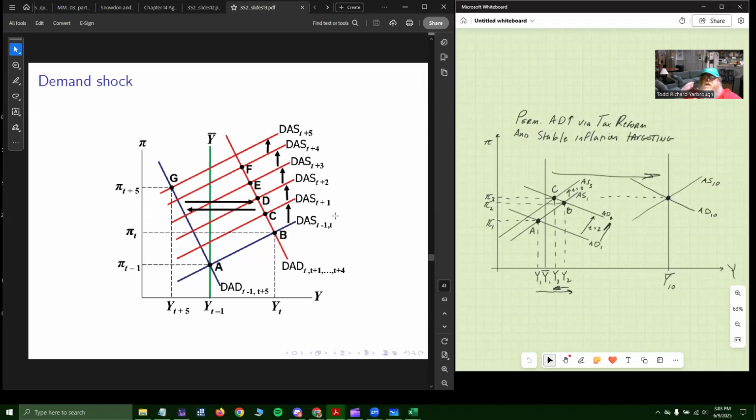So anyway, I thought that would be a nice little tag on dynamic AS-AD, and put a button onto that, and then move us into the Solow growth conversation that we're going to have for the rest of this week.